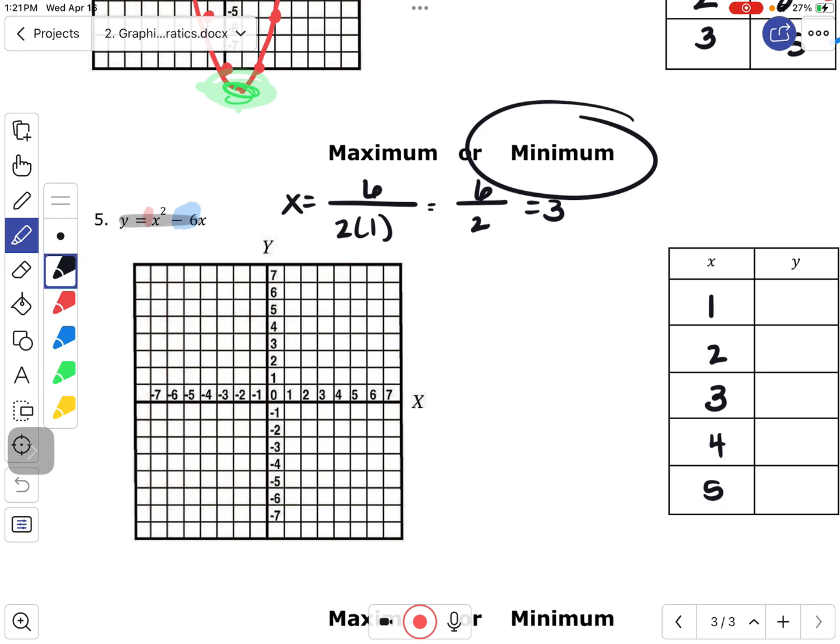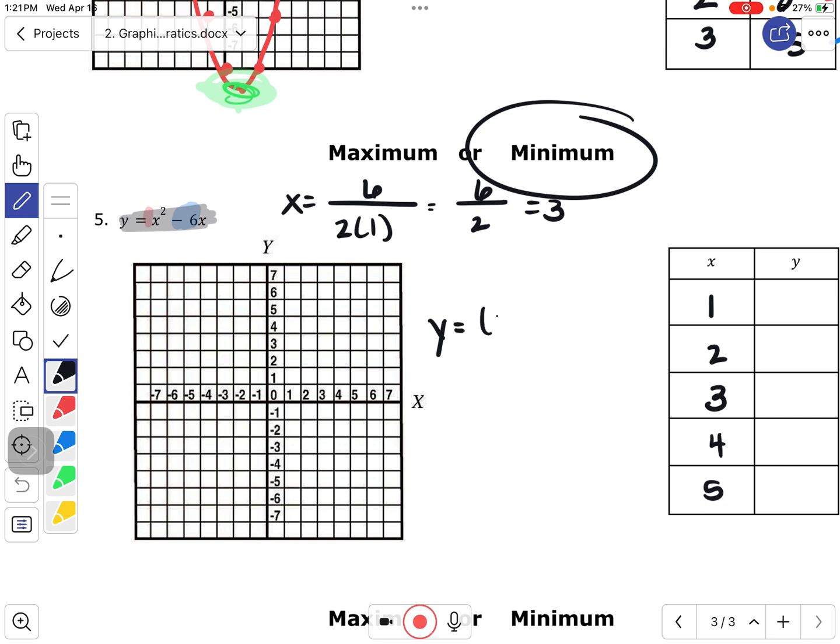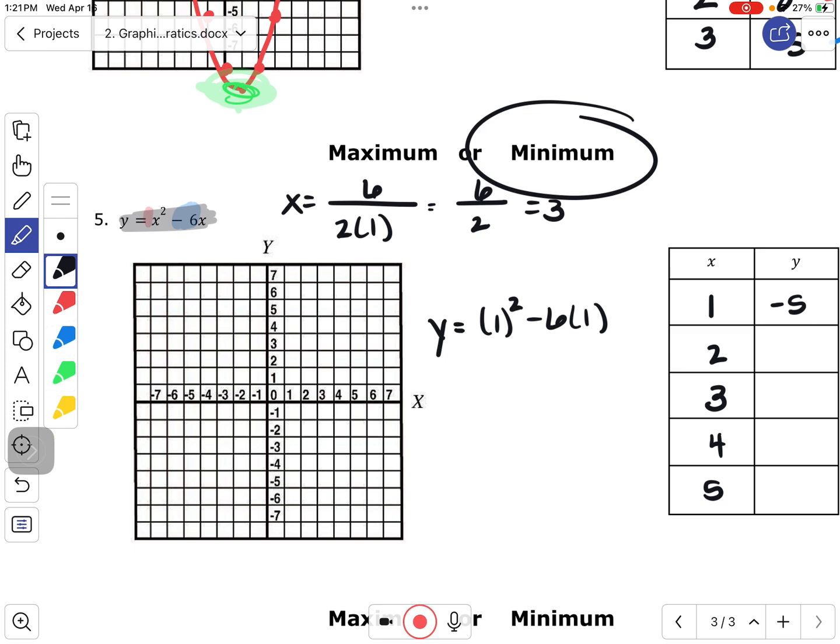This one's going to be a little bit faster because we don't have as much to type in. So I'm going to say y equals, it starts with an x, so I'm just going to put my 1 in. Squared minus 6 times 1. If I do that, I'm getting a -5. Now I'm going to erase my 1 in both spots. I'm going to put a 2 in both spots. So I'm going to say 2, 2. If I do that, I get a -8. And then finally I'm going to erase that. And I get a 3 and a 3. And that's going to give me a -9.